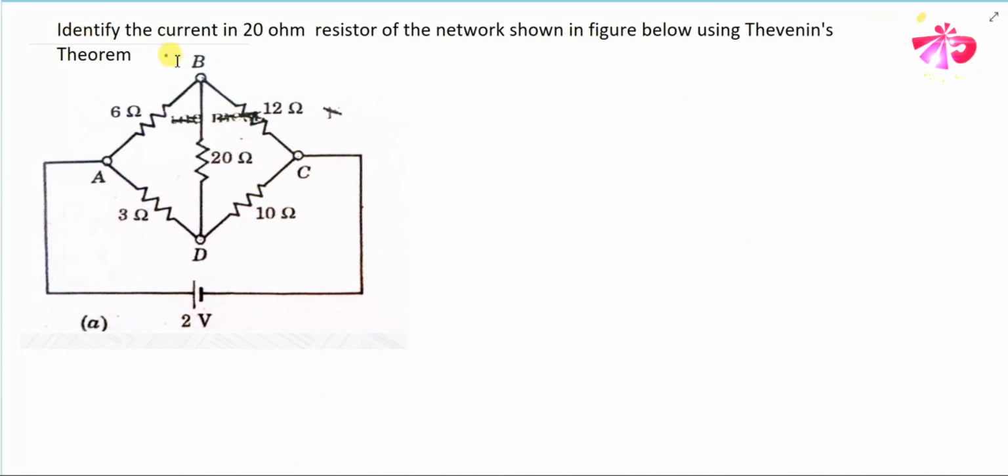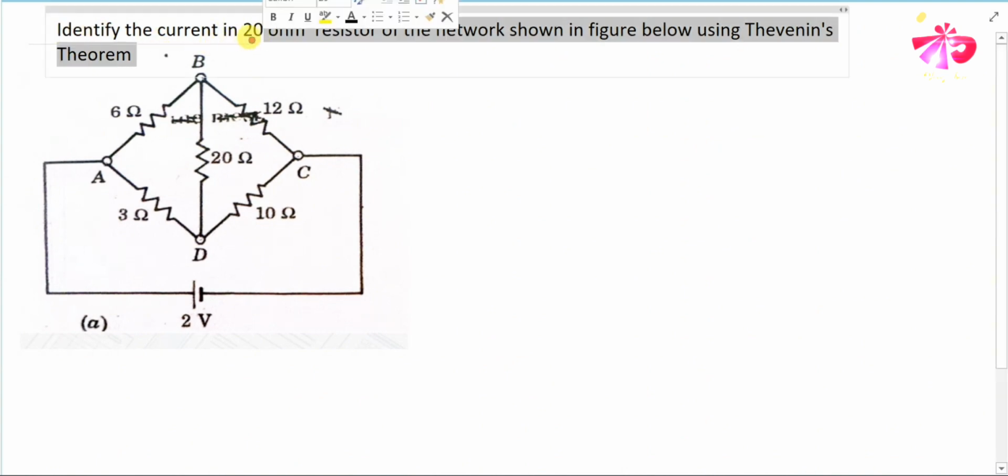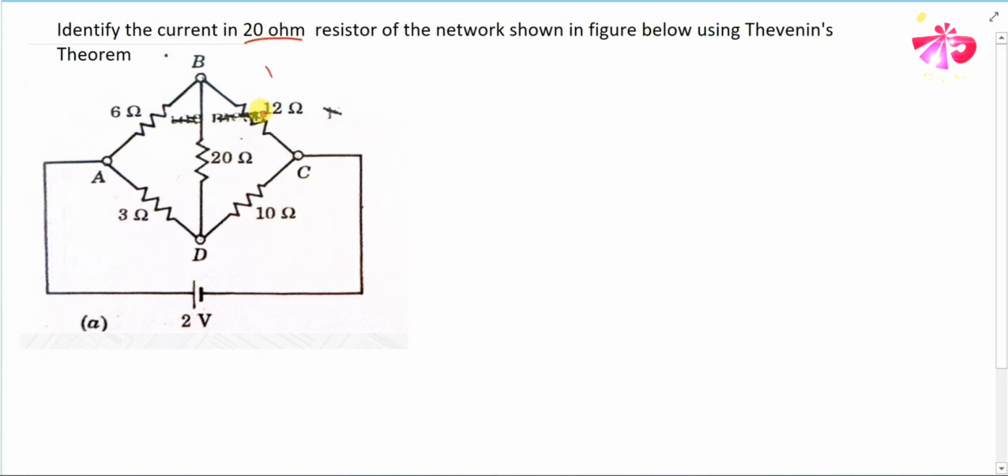The question asks us to identify the current through the 20 ohm resistor of the network shown in the figure below, and it asks us to use Thevenin's theorem.